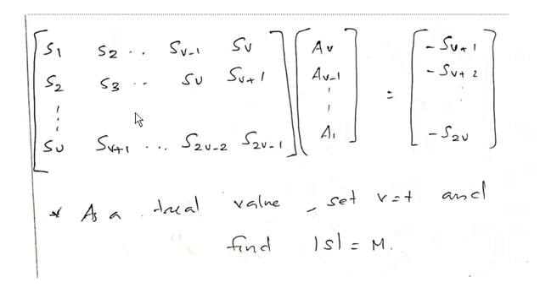So to find the error polynomial, we can make the relation between the syndrome and the error polynomial coefficients like this matrix equation. The matrix has first row S1, S2 up to Sv, then second row S2, S3 up to Sv plus 1, and the last row Sv, Sv plus 1 up to S2v minus 1, multiplied by Av, Av minus 1 up to A1, is equal to minus of Sv plus 1, minus Sv plus 2, up to minus S2v. So this is the relation we will get.